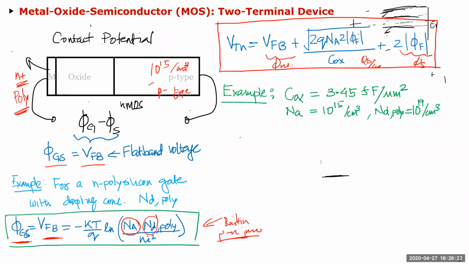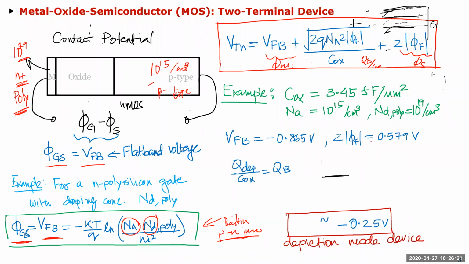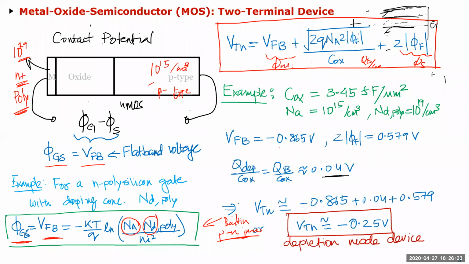And then the N plus poly was doped 10 to the power 19, which is basically degenerate, but it's heavily conductive. Then if you do all the calculations, you'll find out the flat band voltage is minus 0.865. Twice the Fermi potential is 0.57. And you can see that the depletion charge is very small, almost negligible, right? But for short channels, actually, it is not. It's quite significant. This is for long channels, that's true. So if you add all this together, it turns out that it is negative, minus 0.25 volts.